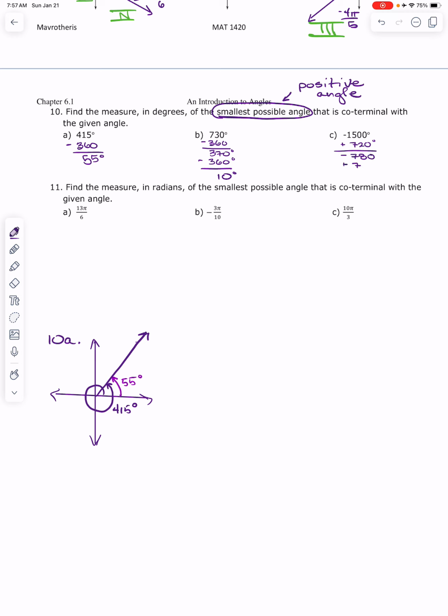I can add 720 again. That puts me at negative 60 degrees. Again, I want the smallest, positive angle. So we add 360 one more time and we get a smallest possible angle of 300 degrees.